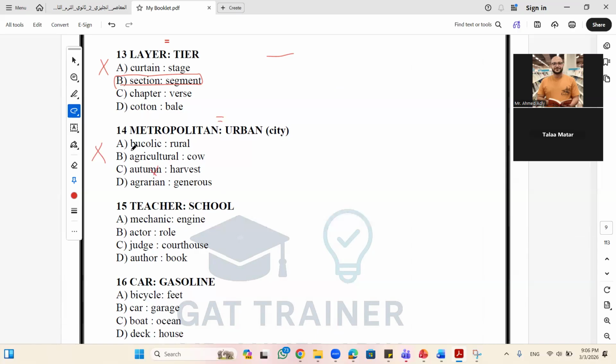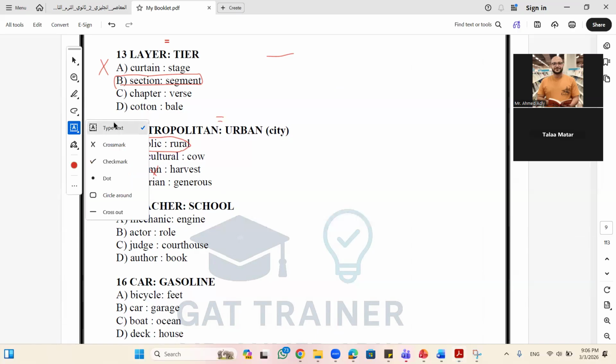Look at this one here, bucolic and rural. Whenever you come up with a new word, please write it down. What is bucolic? Bucolic means rural areas, like the countryside. So bucolic describes rural areas, the countryside. But metropolitan describes urban areas, like a city. I like the metropolitan life in Riyadh. I like urban life in Riyadh. Bucolic, rural.